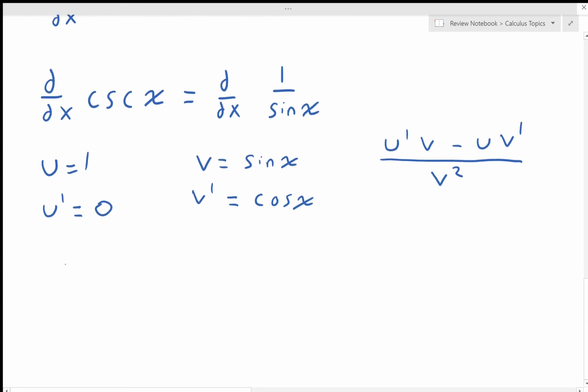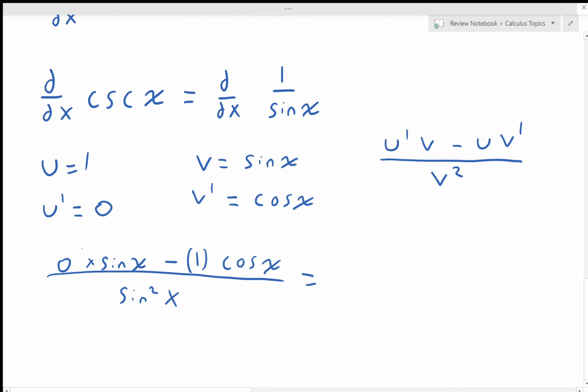Plugging everything in, we know u prime would be 0 times v, which is sine x, which will just cancel out to 0, minus our u, which is 1. Our v prime is cosine x, over v squared, which is sine squared x. Seeing that this first term cancels out, I'm left with a negative cosine x over, I'm going to write it as sine x times 1 over sine x. I just broke this sine squared x up into 2 so it's easier to look at.